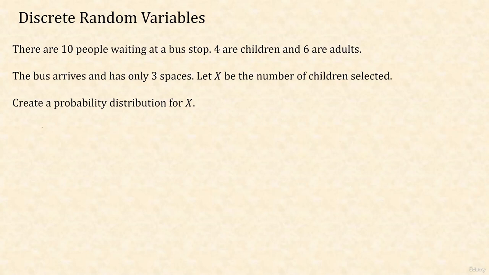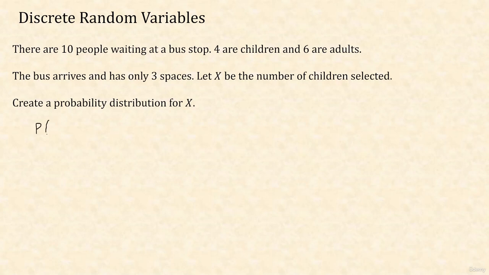Okay, so we're going to have to think, what is the probability of there being either 0, 1, 2 or 3 children selected? So we can do this by using some of the permutations and combinations results that we know.